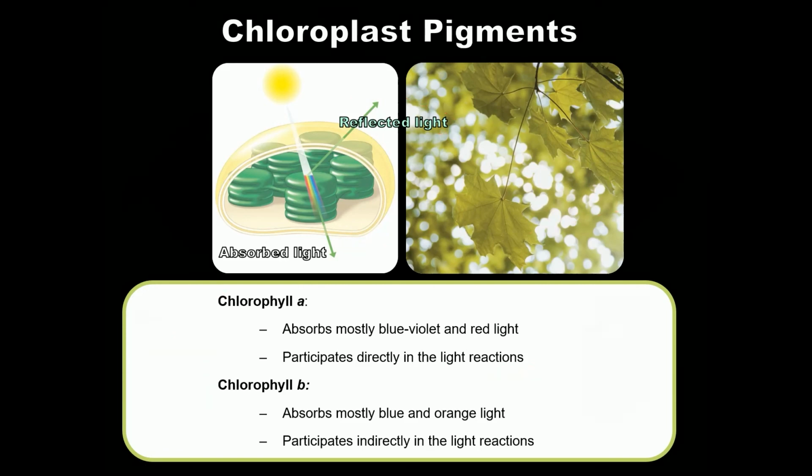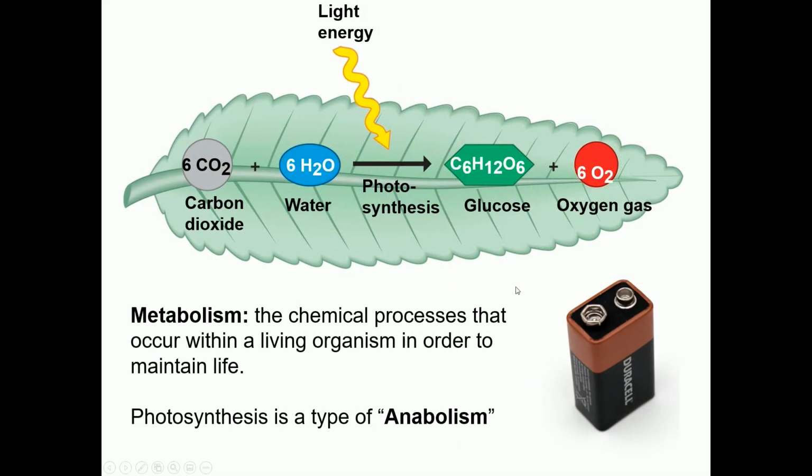So I mentioned that photosynthesis is part of energy processing, which puts it into this category of chemical reactions called metabolism. Metabolism is the chemical processes that occur within living organisms in order to maintain life. Photosynthesis is a particular type of metabolism which we call anabolism. You've heard of anabolism before in a different context. Anabolic steroids, right? They help build up muscles. Anabolic reactions build things up.